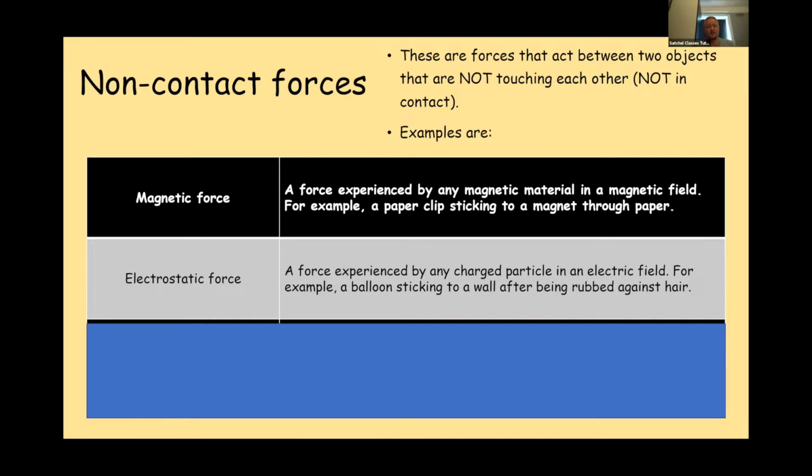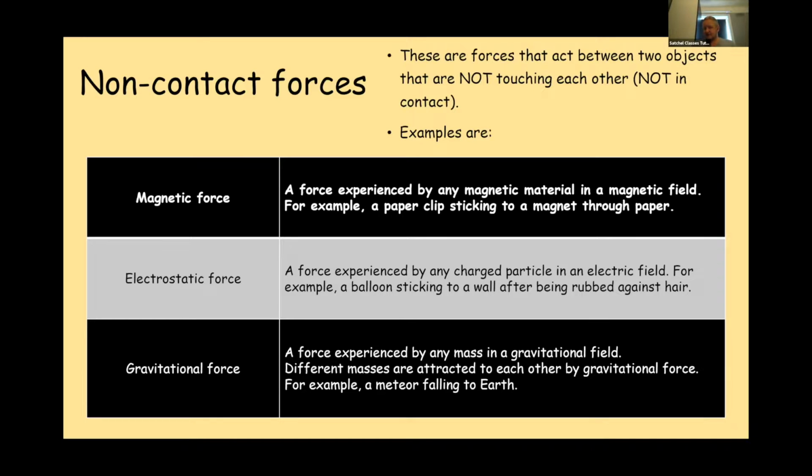An electrostatic force, a force experienced by any charged particle in an electric field. For example, you rub a balloon against a wall, against a hair or a particularly woolly jumper, and it'll stick to a wall. Or if you're really cruel and you've got a baby sister or a baby brother with long hair, then you can wave the balloon over their hair and you can watch their hair rise to meet the balloon. It doesn't have to touch their hair, it just has to be near to it and it will attract it.